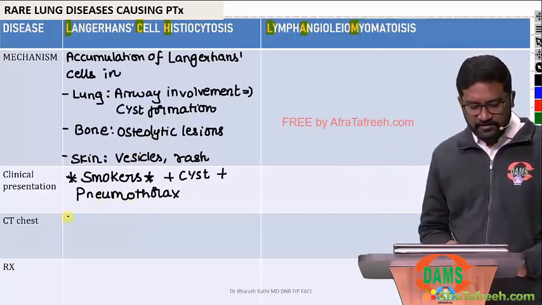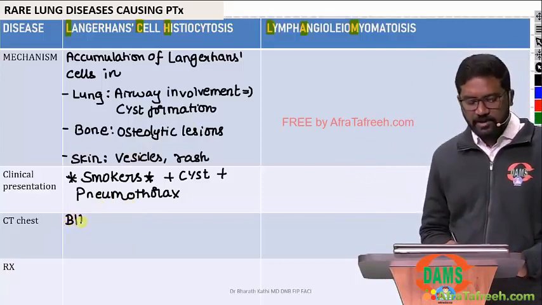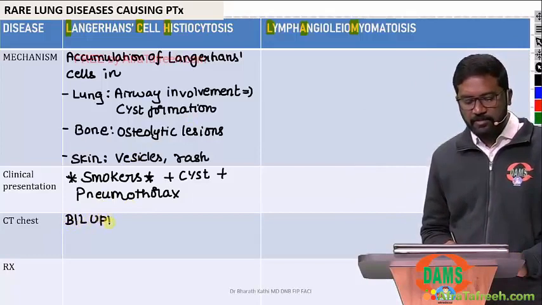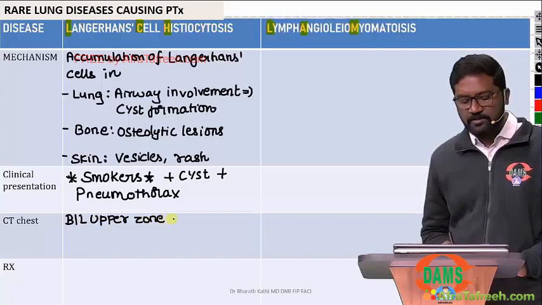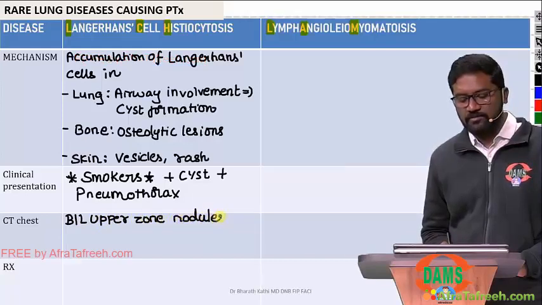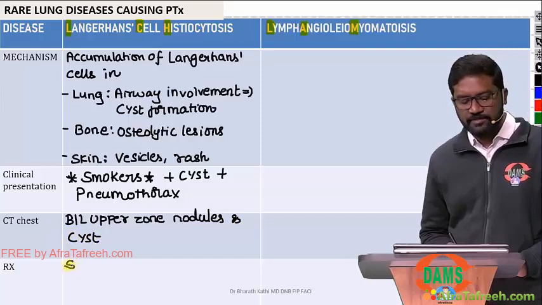Now this disease is more of bilateral upper zone predominant. Initially one can notice solid areas called nodules. Later there can be cyst formation. Treatment, mostly it is smoking cessation.